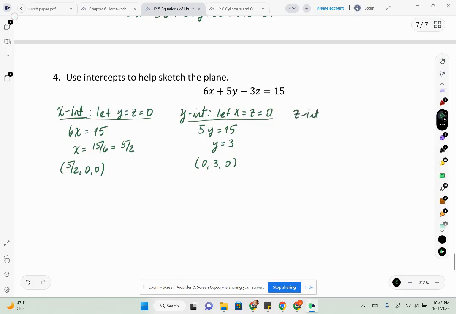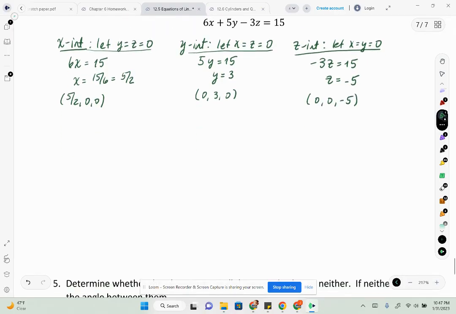The z-intercept, we're going to let x equal y equal 0, and then we solve minus 3z is equal to 15, so z is equal to, it looks like a negative 5. So we have the intercept (0, 0, -5). So I have a negative z-intercept. That's fine. Go ahead and draw everything out.